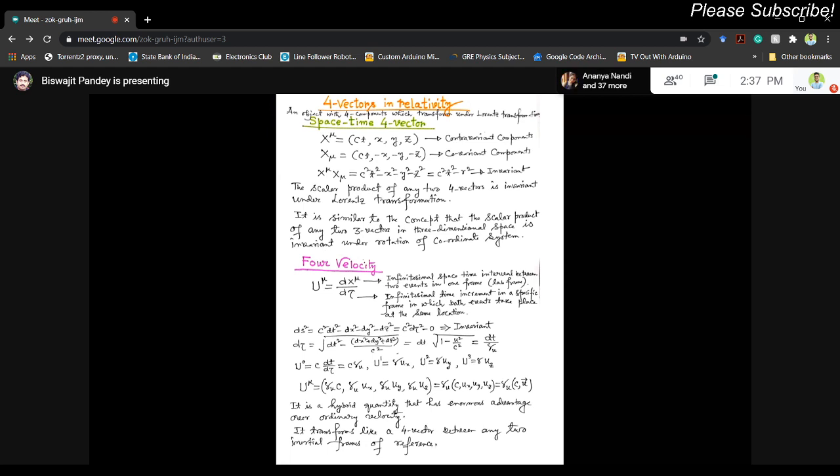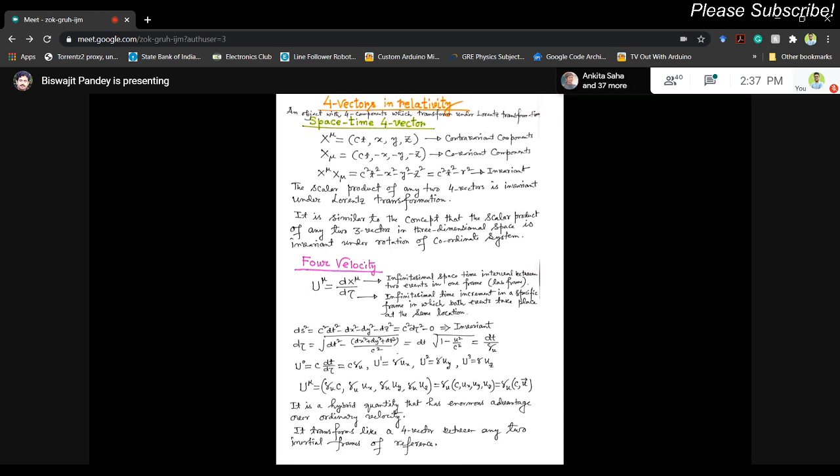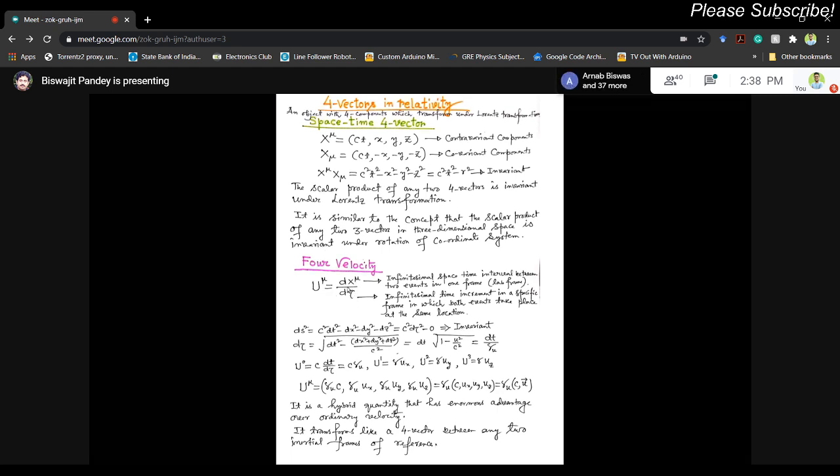How do we ensure that's a 4 vector? That is the way it is defined. How it is defined? Okay, so let me just tell you the definition first. So u mu, the contravariant components of the 4 velocity, is defined as dx mu d tau. What is dx mu? dx mu is an infinitesimal small space time interval.